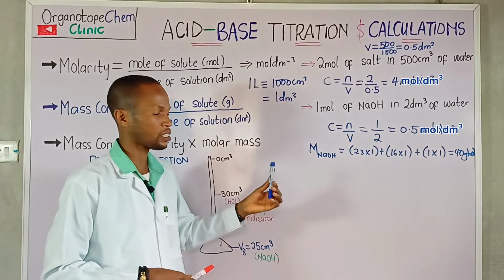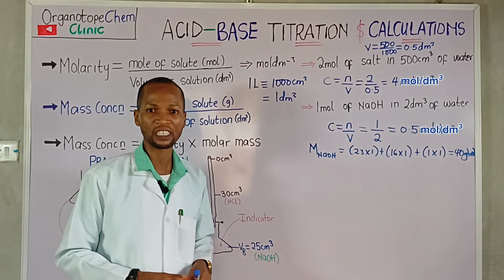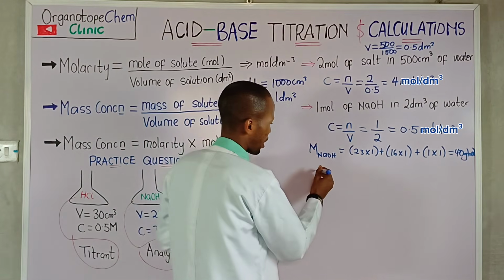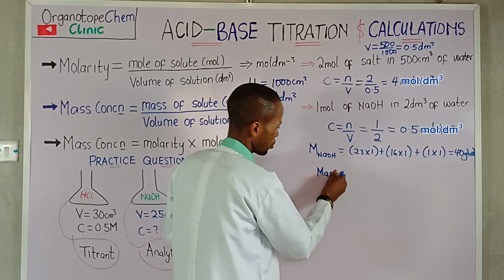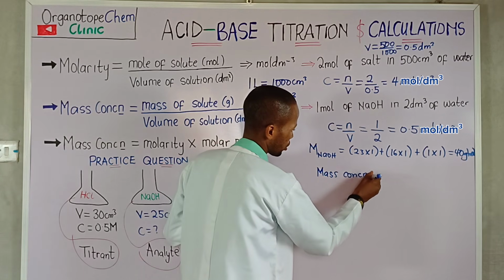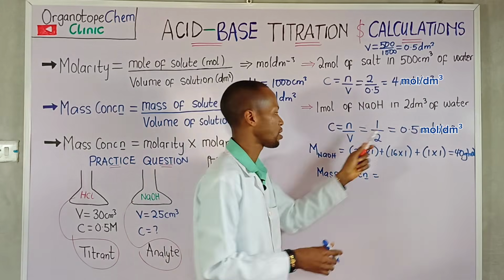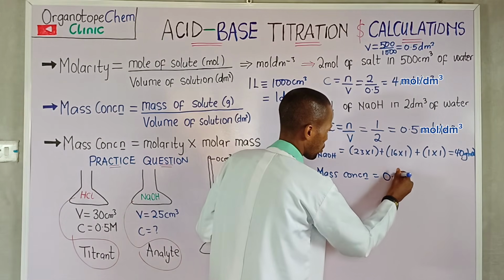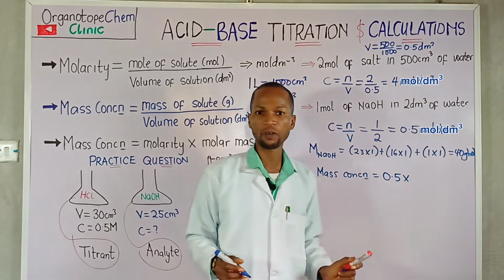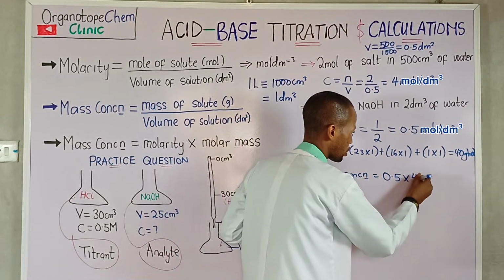Since the molar mass is known, we can determine the mass concentration. We have mass concentration equals molarity times molar mass. The molarity is 0.5 and the molar mass of sodium hydroxide is 40.